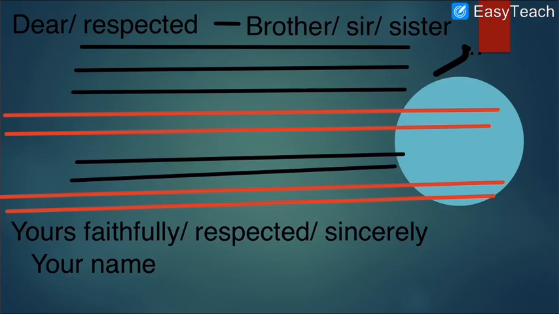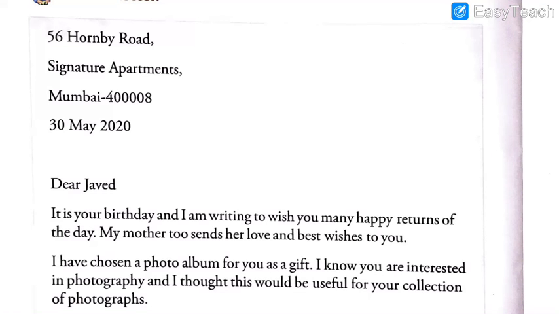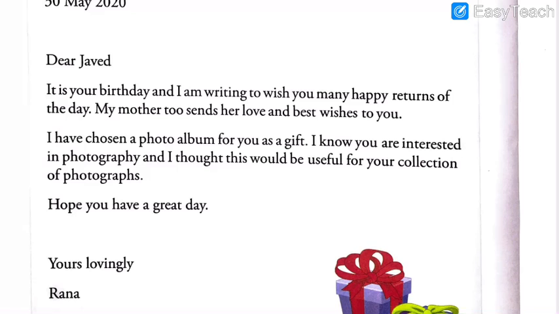Now we will again refer to the letter which was there in the textbook. We will even read the detailed message. As you can see here, the address is written in the way I taught you. First the name of the road, then the apartment or the society, then the town in which the letter is to be sent and the pin code of the town. Then after leaving one line, date. After leaving one line, salutation. Now let us read in detail.